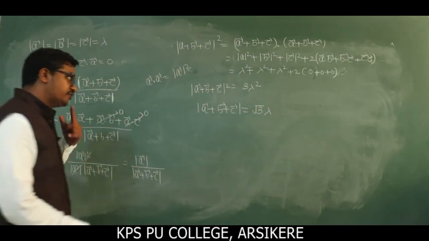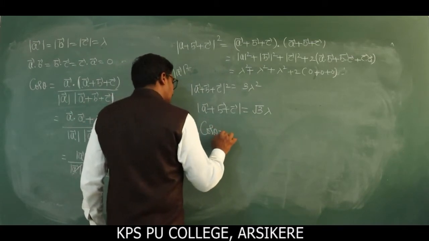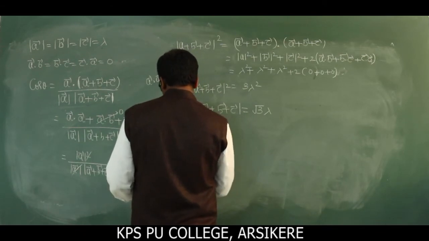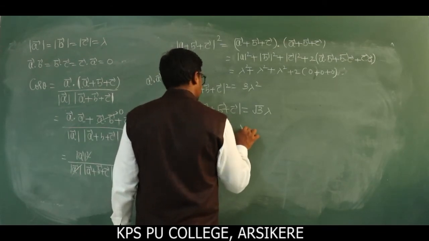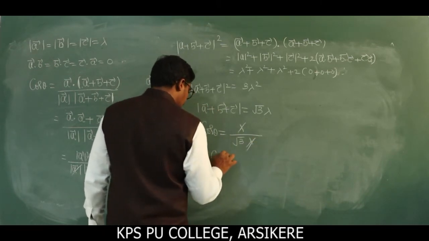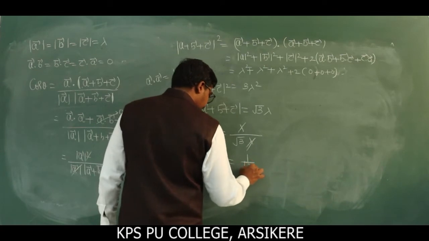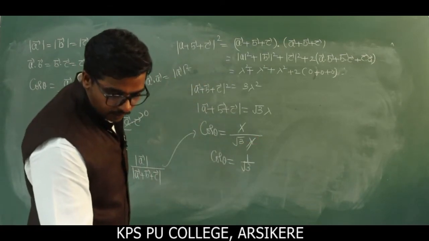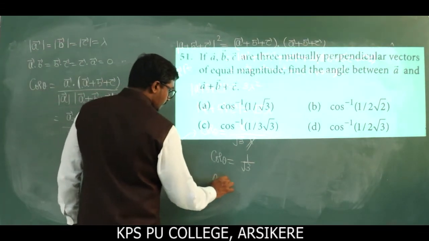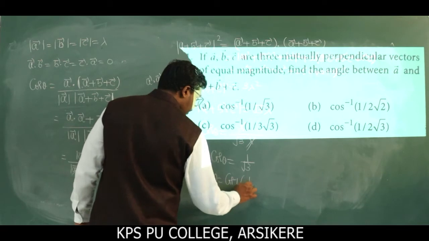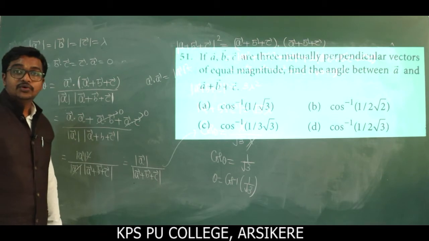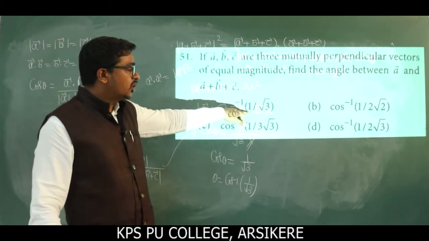Root 3 into lambda. Therefore, cos theta is equal to, what do we have here? This is the expression. Here I substitute lambda. Cos theta is equal to lambda divided by root 3 into lambda, which gets cancelled. Cos theta is equal to 1 by root 3. Therefore, theta is equal to cos inverse of 1 by root 3. This is our answer. So option A is the right answer. Theta is equal to cos inverse of 1 by root 3.